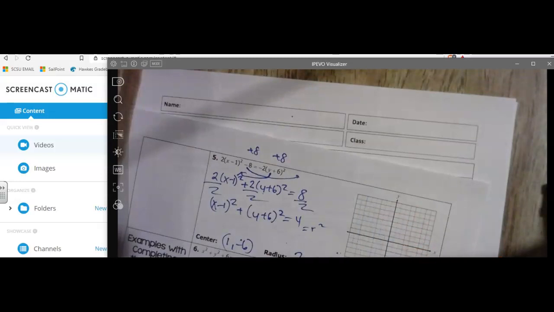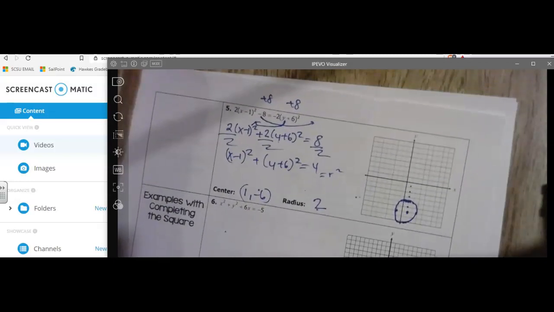So it's going to be something down here. 1, 2, 3, 4, 5, 6. Radius of 2. It's going to look generally like that, okay?